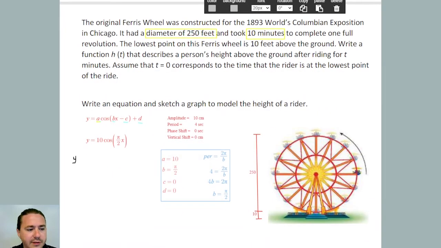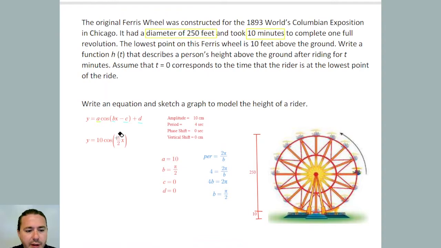All right, let's see if that's enough space for what I need. Okay, so it says assume that time equals 0 corresponds to the time that the rider is at the lowest point on the ride. So here, since we're starting at a minimum, we are still going to use a cosine because we're starting at an extreme. But since we're starting at a minimum, we know that our a value is going to be negative.